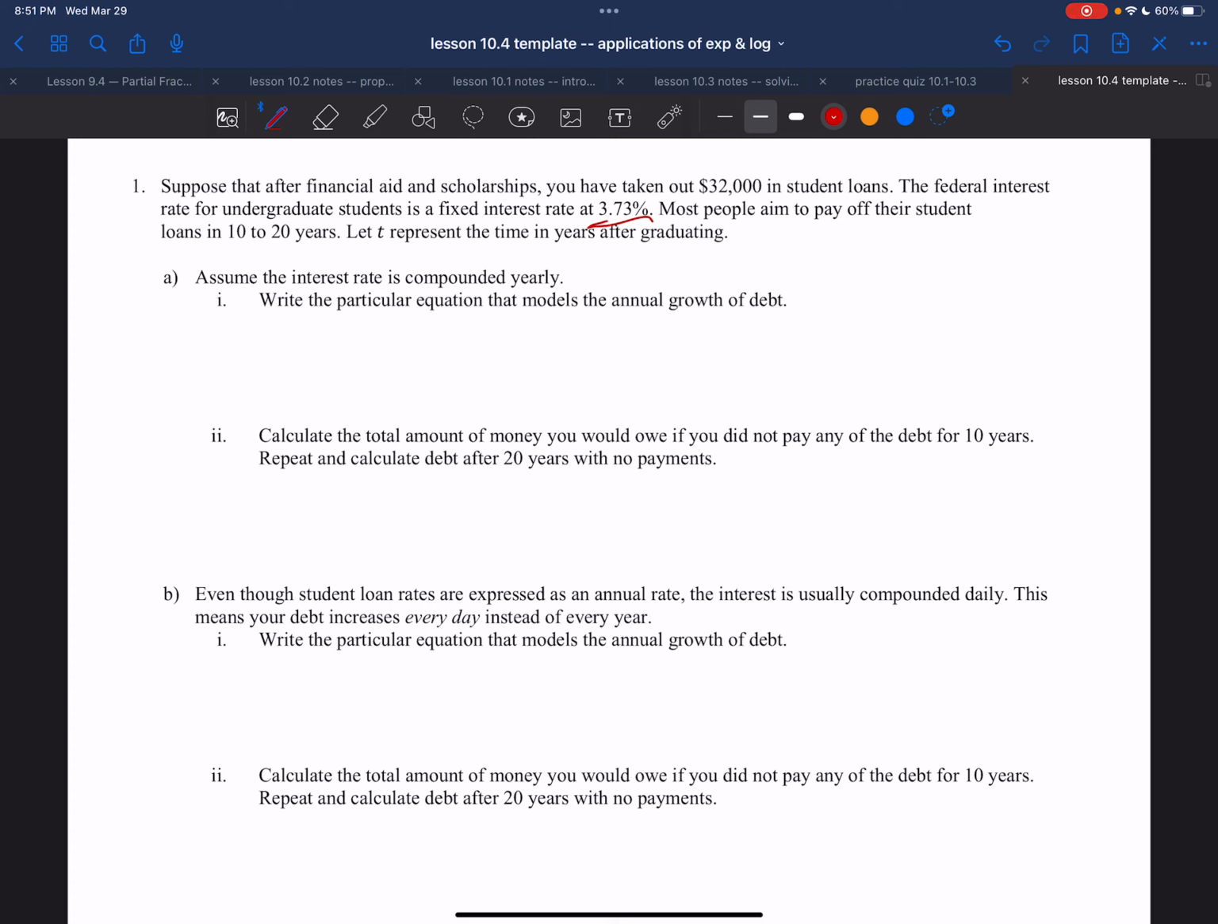Now, most people, I've looked this up at least, most people aim to pay off their student loans within 10 to 20 years. So you take out your loan, you go through college, you do your 4 years of service, and then over the next 10 to 20 years, you aim to pay it back. Now, who knows? You might be paying them 30, 40 years, right? No one says whatever, but that's most people, 10 to 20 years.